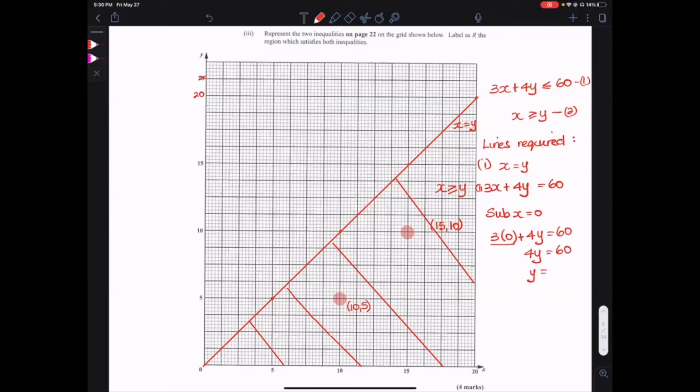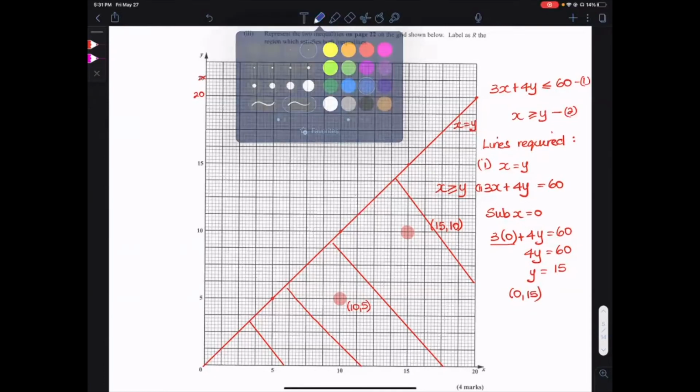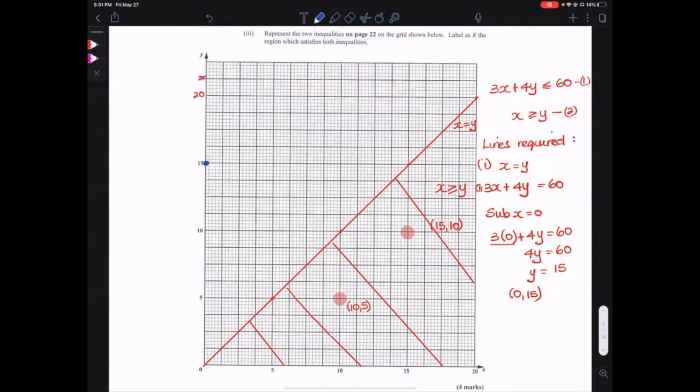How much is 1y? That's 15. So the first point we're going to plot is 0, 15. So this is my first value here. X is 0, y is 15. This is 0, 15. That is my first point.